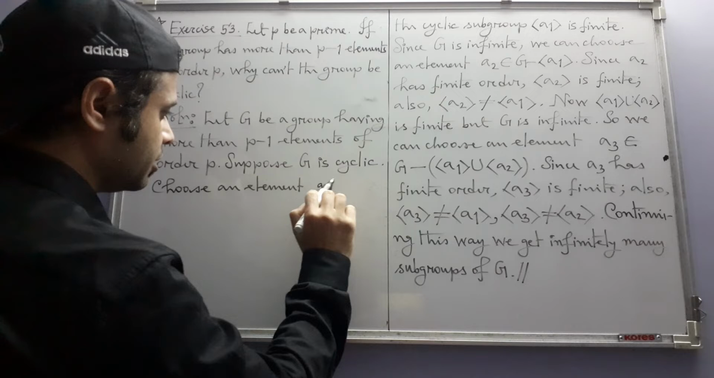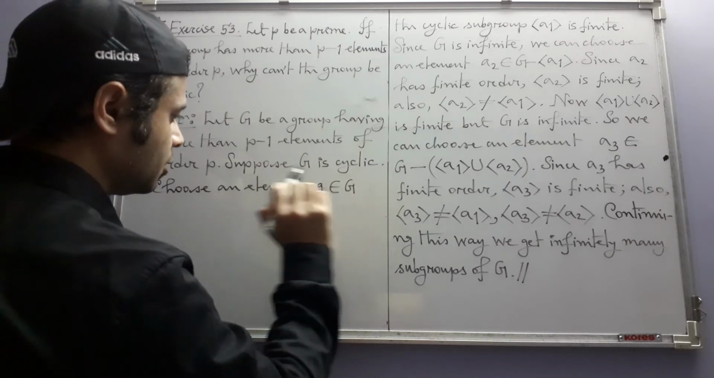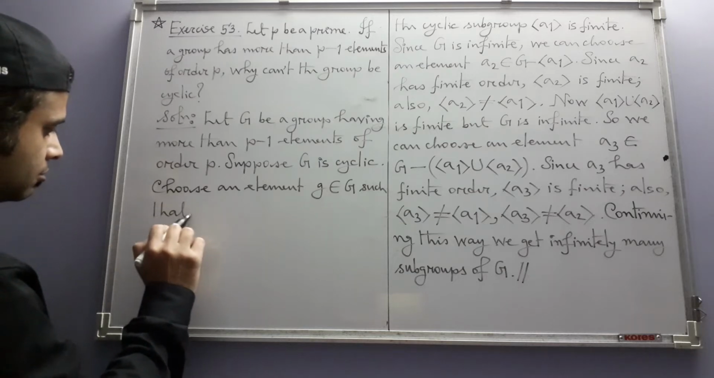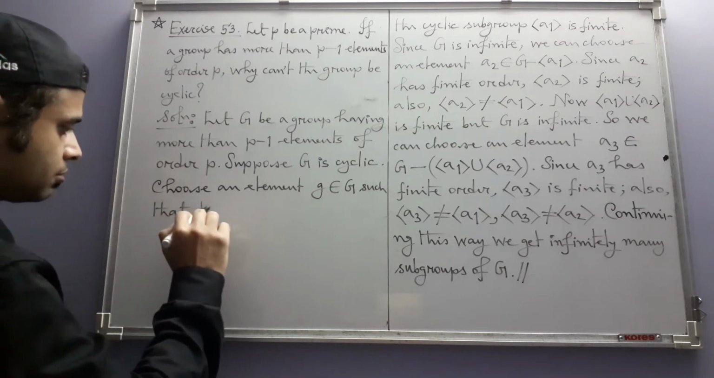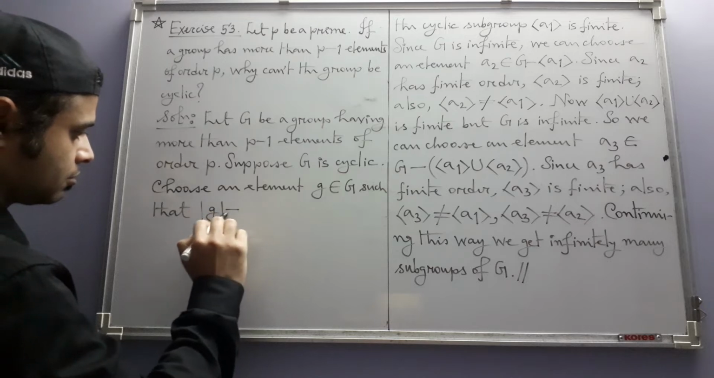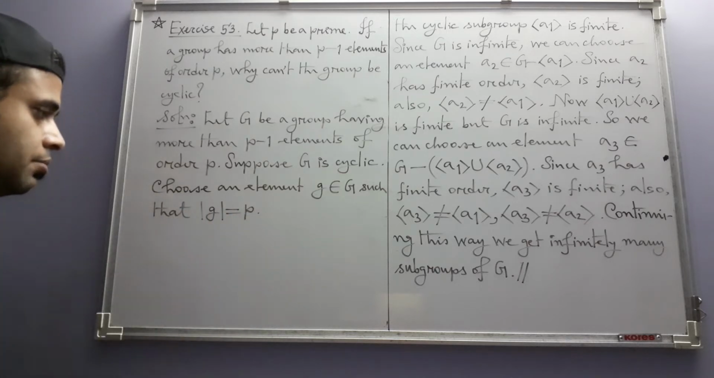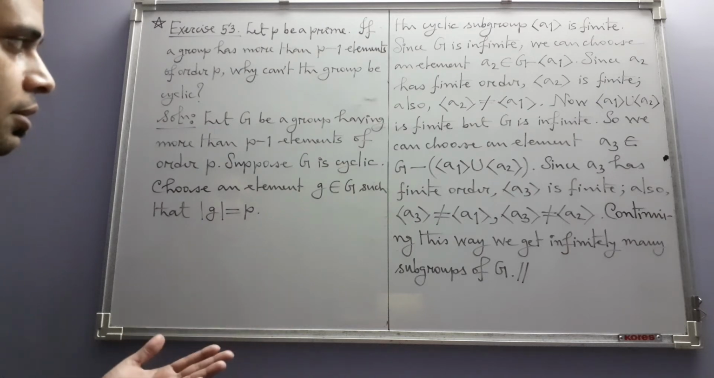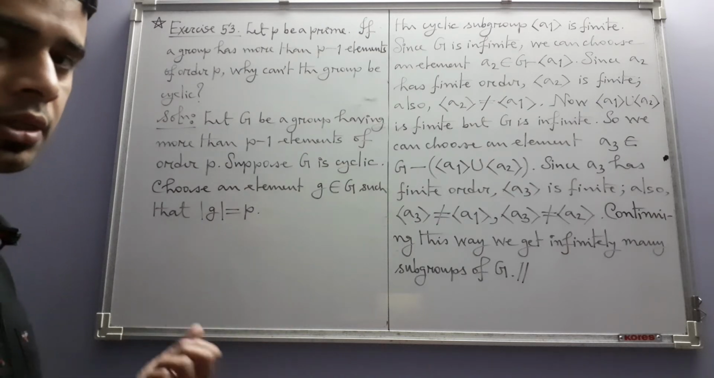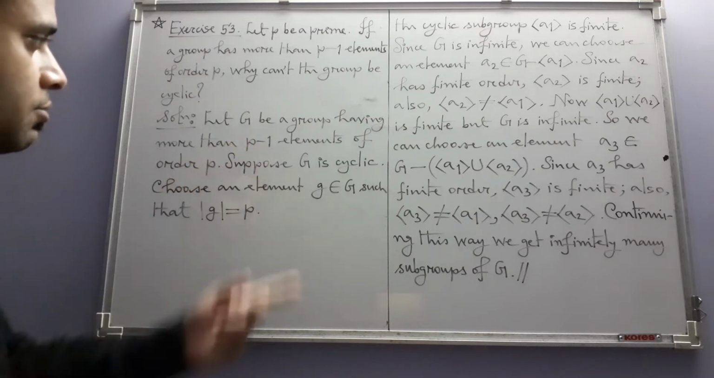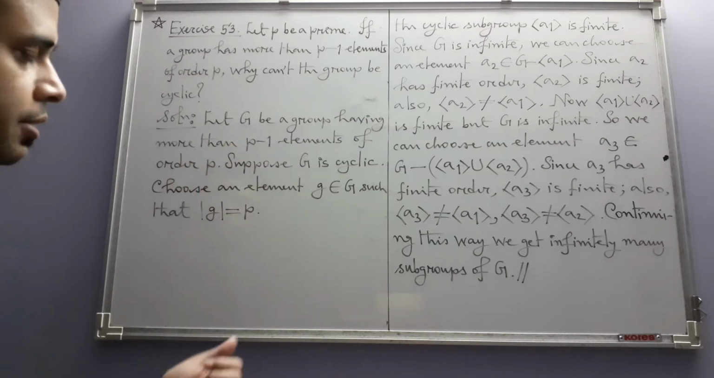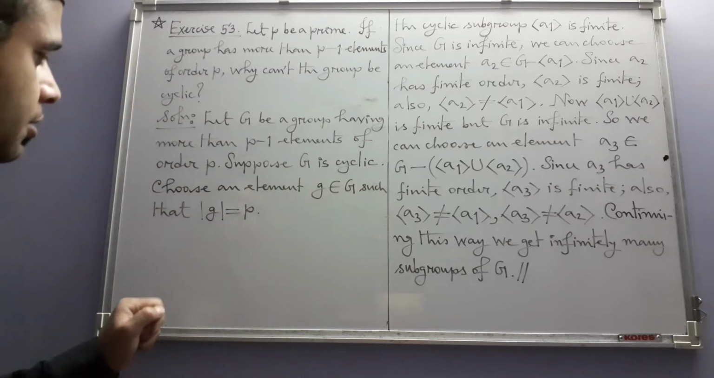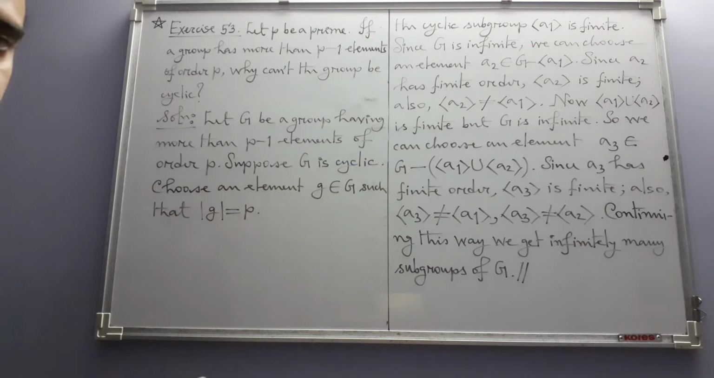Choose an element g belonging to G such that the order of g is p. There are p minus 1 elements, and since p is a prime, p is greater than or equal to 2. So p minus 1 is always positive. So that means G will have at least some element of order p. So small g is one such element.